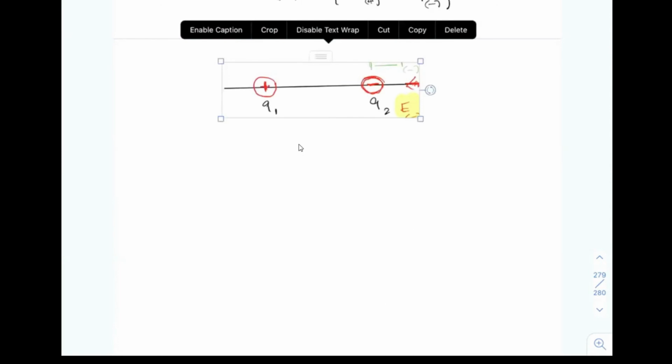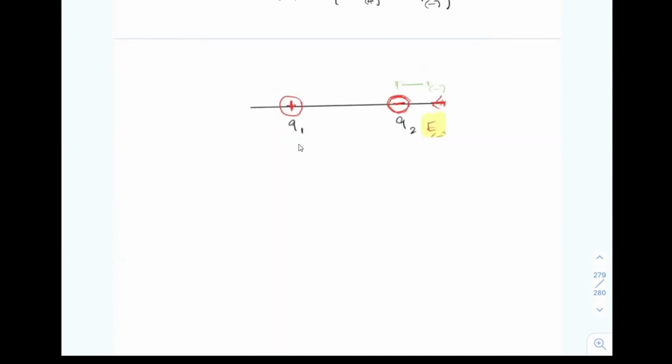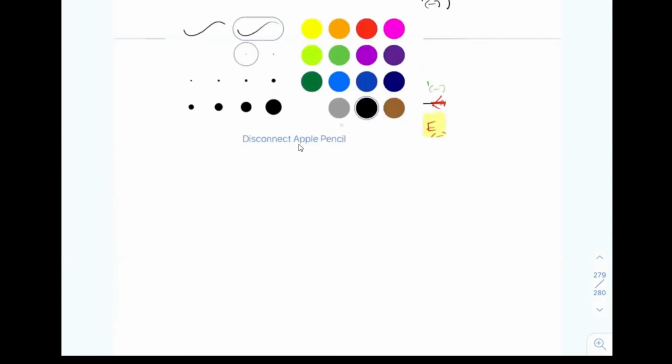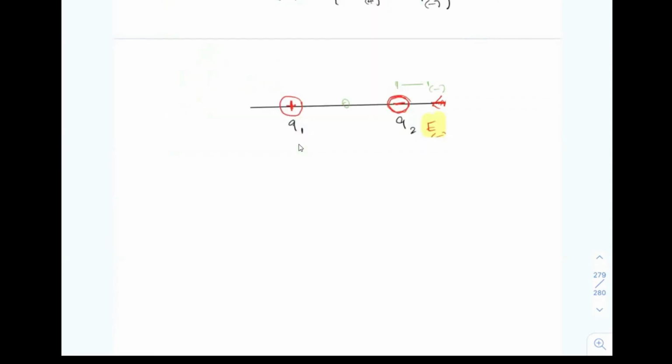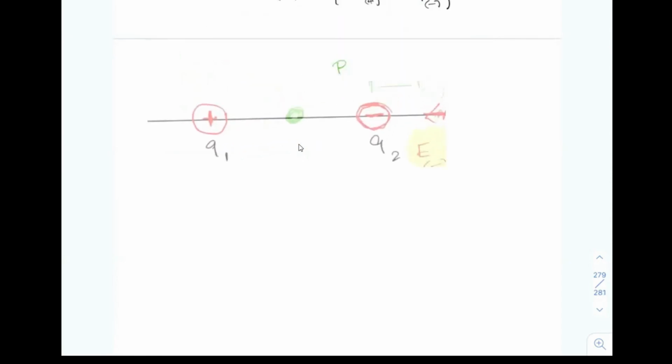That's a couple of the concepts that I want to discuss. So what would happen if you were to look at the total electric field right in the middle? Let's place a reference point right here, and let's use that.